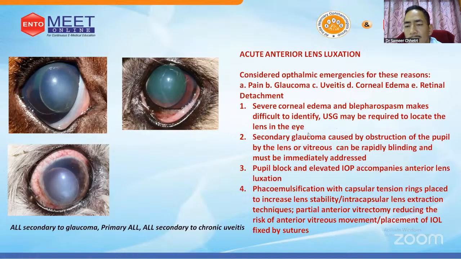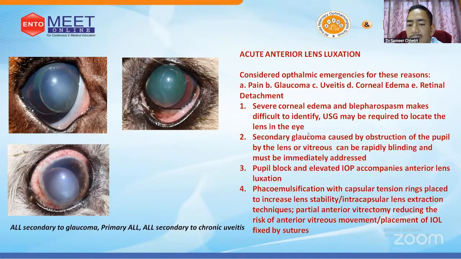it leads to glaucoma. There is uveitis, corneal edema and retinal detachment. Severe corneal edema and blepharospasm sometimes make it difficult to identify the lens luxation. So for this, we need to go with ultrasonography. Secondary glaucoma, like I said, caused by obstruction of the pupil by the lens or vitreous, can be rapidly blinding and must be immediately addressed. Pupil block and elevated IOP, intraocular pressure, accompany anterior lens luxation.